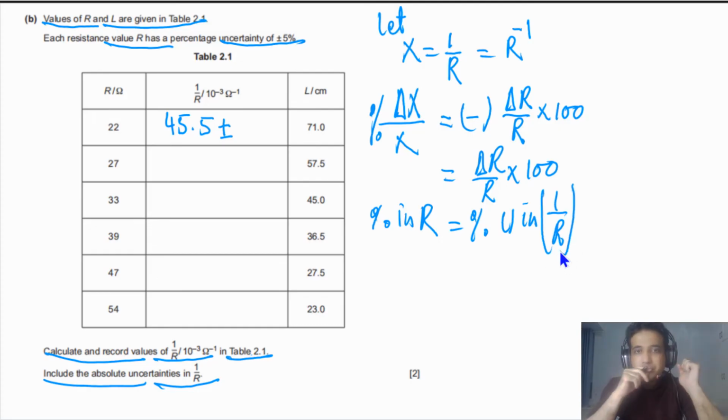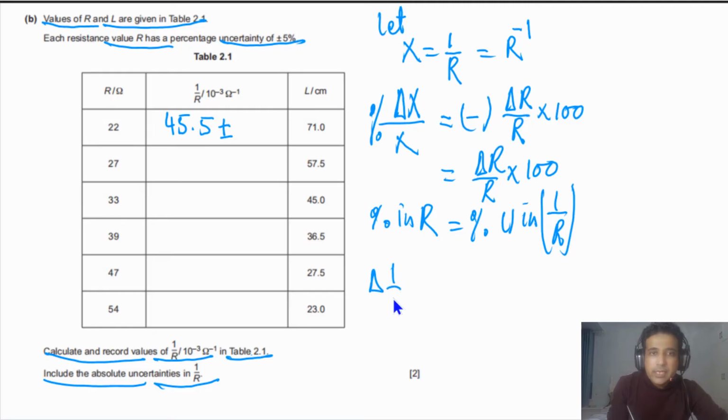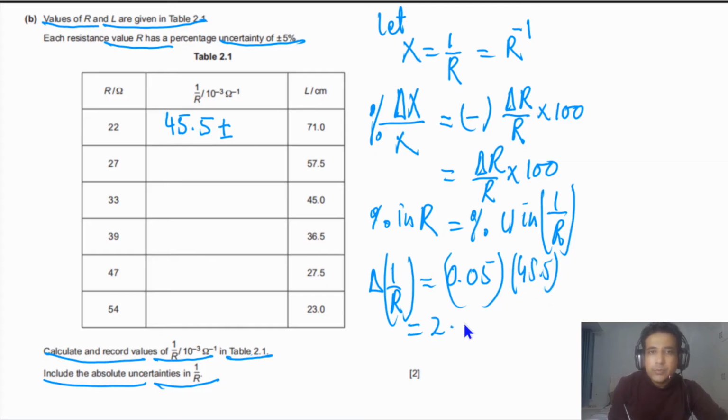And so it simply means that you have to take 5% of this value. So in this case, we will be writing delta 1 over R is equal to 5%, means 0.05 of this value. So we have 45.5. If we solve this one, you will get 2.275. You will get this one. But we can write down our answer up to 1 dp only.